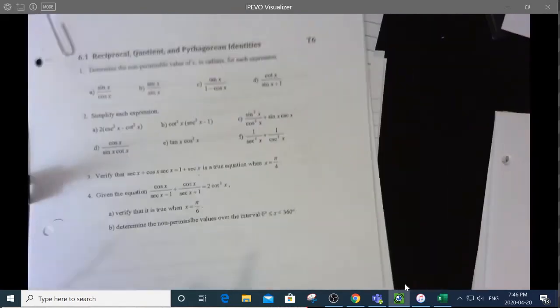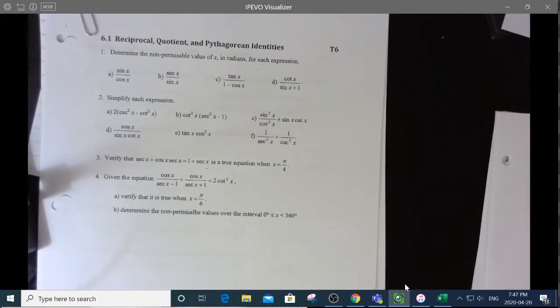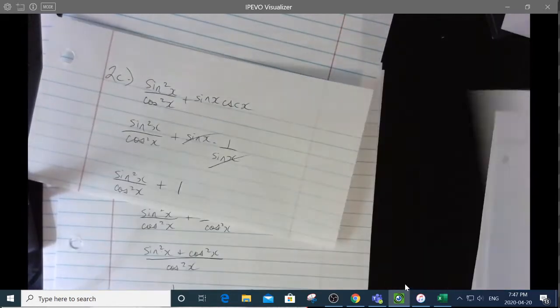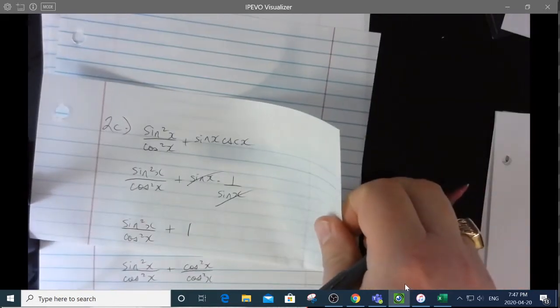And then let's go back to this page. What do you think? What should we do now? Is that good enough for simplifying? Let's maybe try F, and then we'll say number 2 is done. Okay, so I'll do one more, 2F.